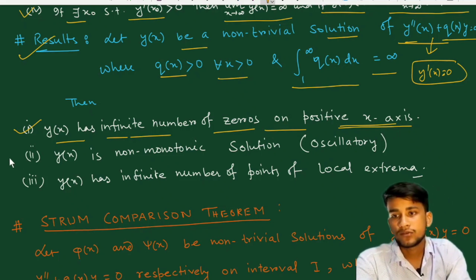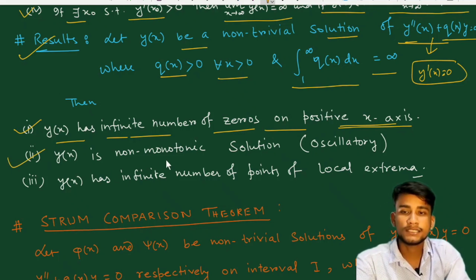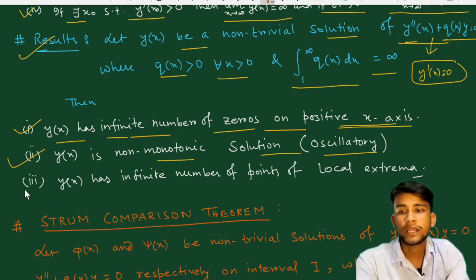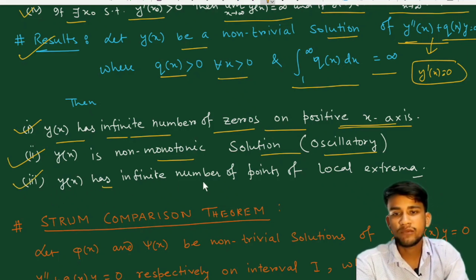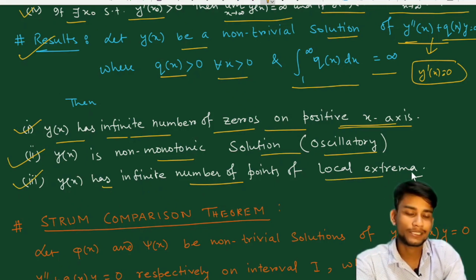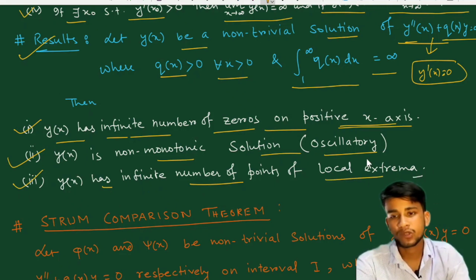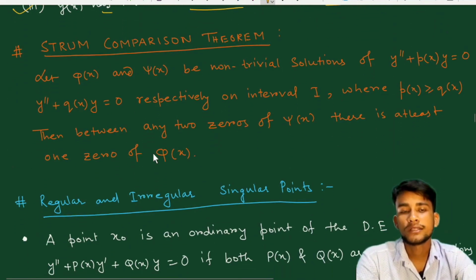Number 2 is: y(x) is a non-monotonic solution, that is, this is an oscillatory solution. And number 3 is: y(x) has an infinite number of points of local extrema, that is, minima or maxima.